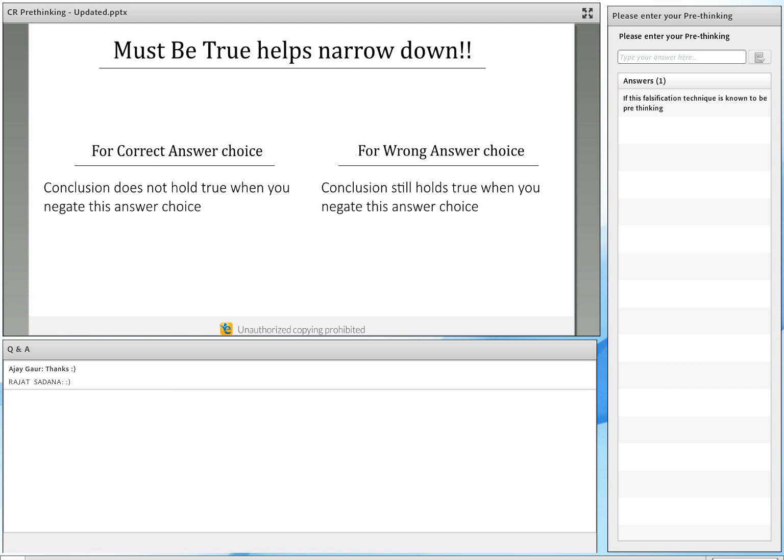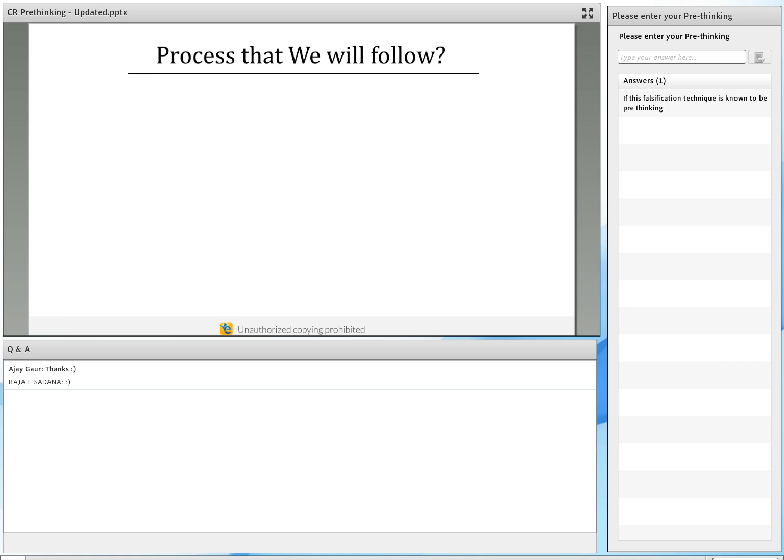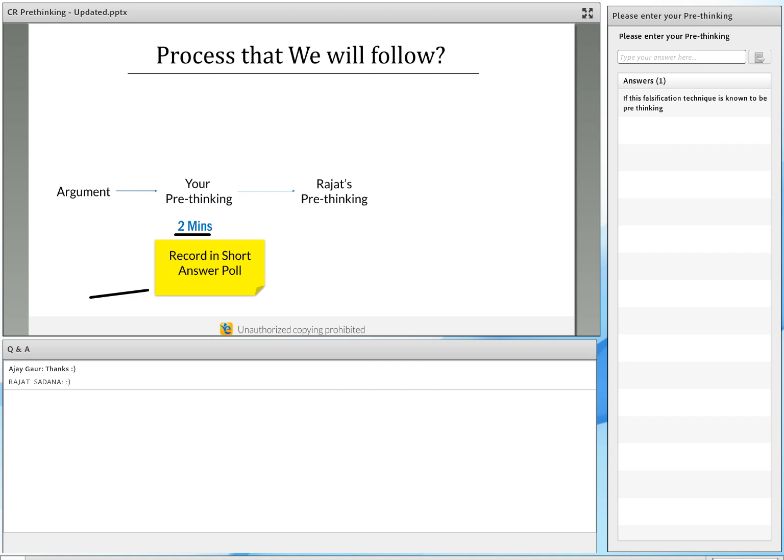Okay. So essentially, and this is the other piece that I wanted to write down, must be true helps you narrow down. For the correct answer choice, the conclusion does not hold true when you negate that answer choice, or the conclusion breaks down in the presence of the negated version of the correct answer choice. And for the incorrect answer choice, the conclusion still holds true in the presence of that negated version. That's basically your must be true narrowing down. This is all the foundation that we needed. We're done with that. Now we're going to start having fun.